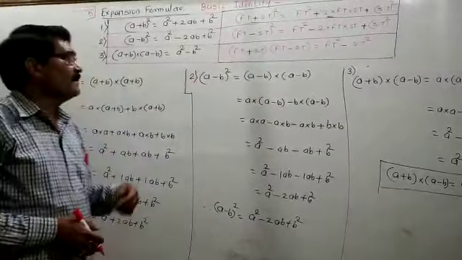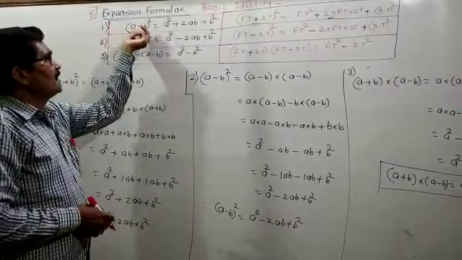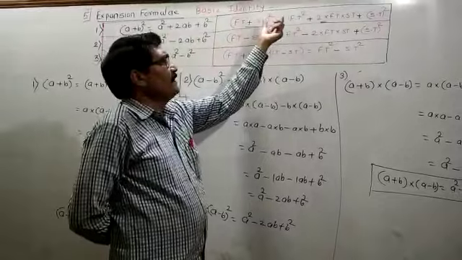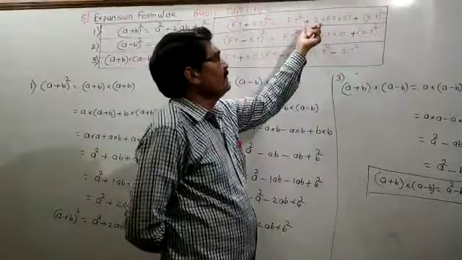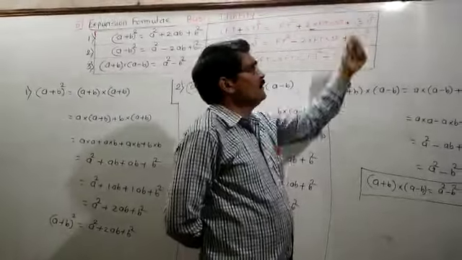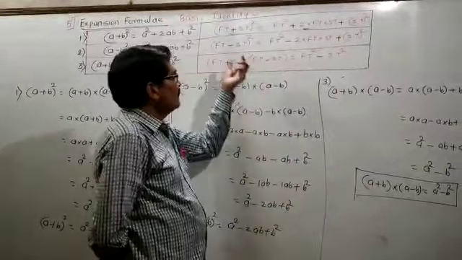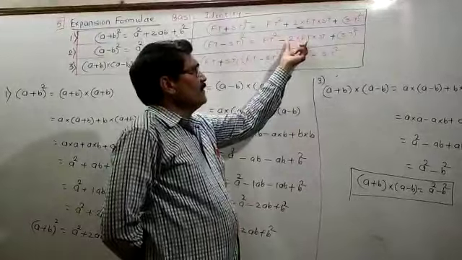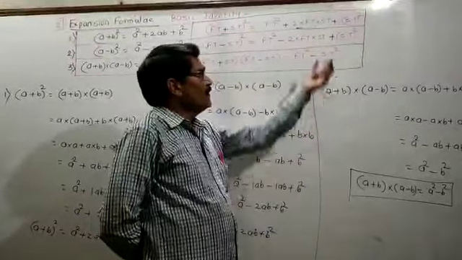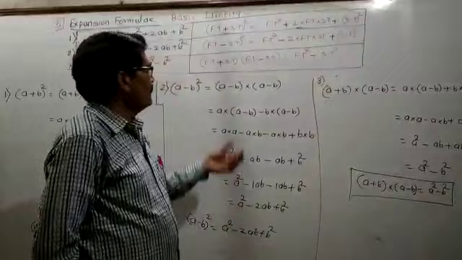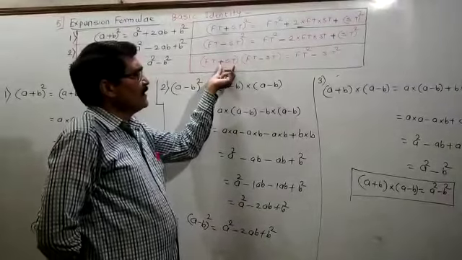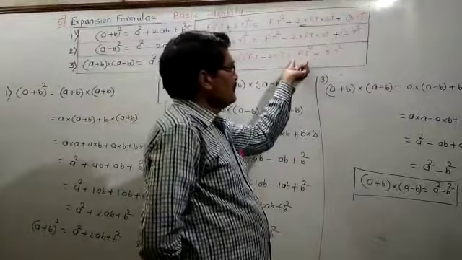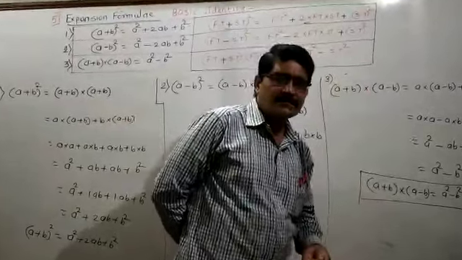And I will say that this is the first term and this is the second term. The same identities I will explain like this. (First term plus second term) bracket square is equal to first term square plus 2 into first term into second term plus second term square. (First term minus second term) bracket square is equal to first term square minus 2 into first term into second term plus second term square. And the third identity is (first term plus second term) in one bracket, (first term minus second term) in another bracket is equal to first term square minus second term square.